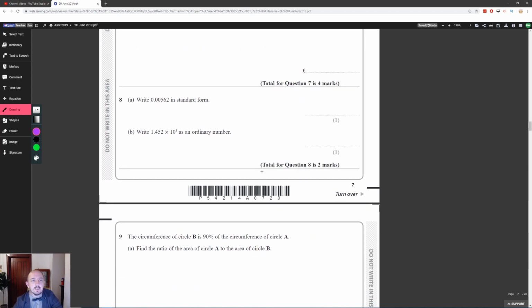Write this in standard form, so we need to put our decimal place there to get it in between 1 and 10, so 5.62. And we're going smaller, so we're going to have a negative here, 1, 2, 3 spaces.